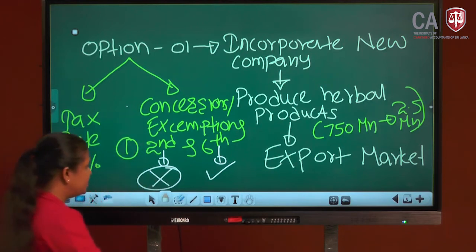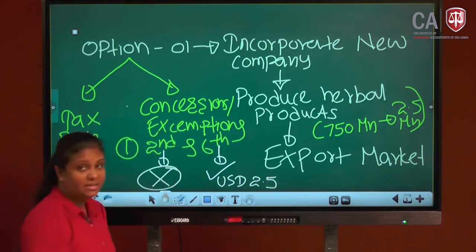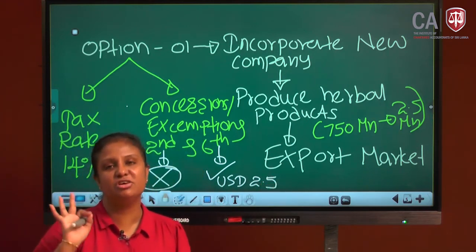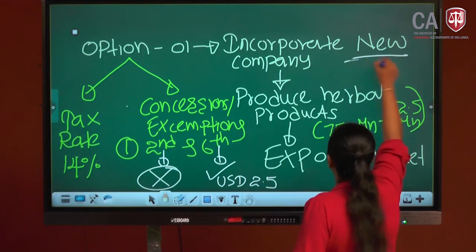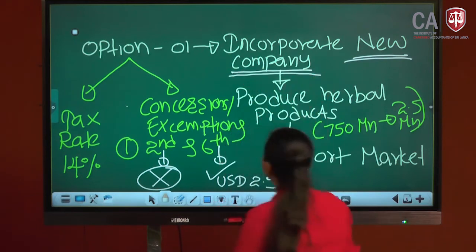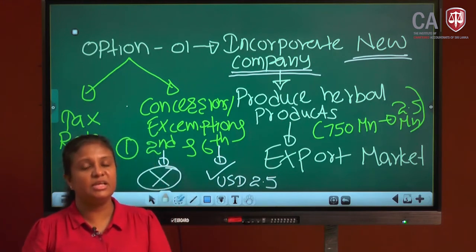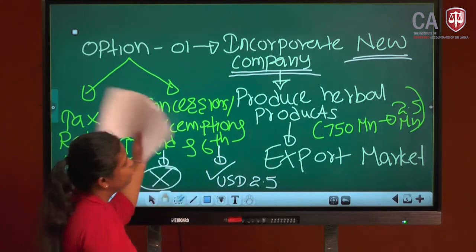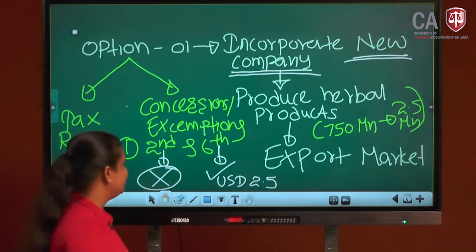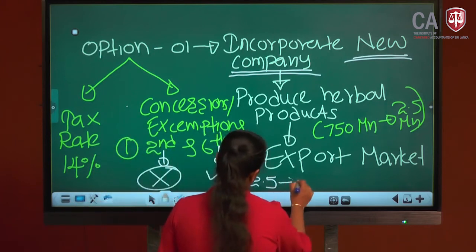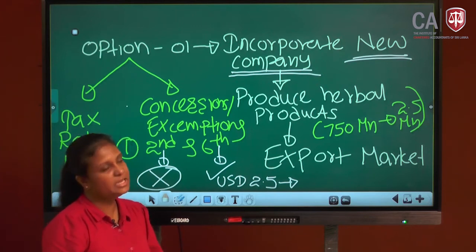Why? It's less than US dollar 3 million, 2.5, and it is not the expansion of the existing business. Why? It is a new company. Very, very important: it's not under the umbrella of the CAPL. They are going to incorporate a new company and start this for the export market. Then very clearly the sixth schedule you can apply, and what's the time period? Only 6 years you can claim.